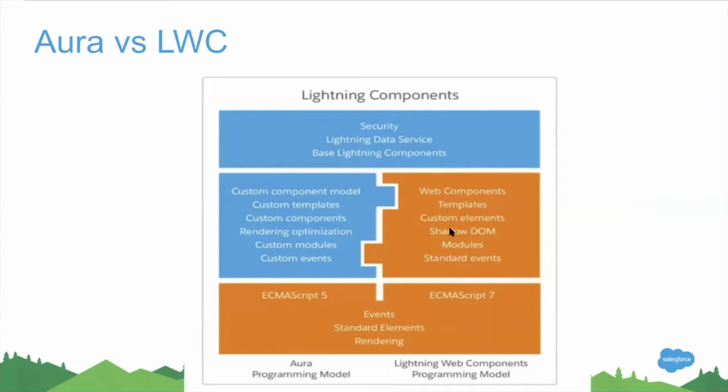Previously Salesforce handled all these actions on top of the Aura framework, on top of the web standards. Now the browser is taking care of all these actions, and Salesforce's job is just to take care of a few things like security, data service, and base Lightning components. So now UI rendering is becoming very fast, and the server interactions and rendering of data in the DOM are becoming much faster when compared with Aura.